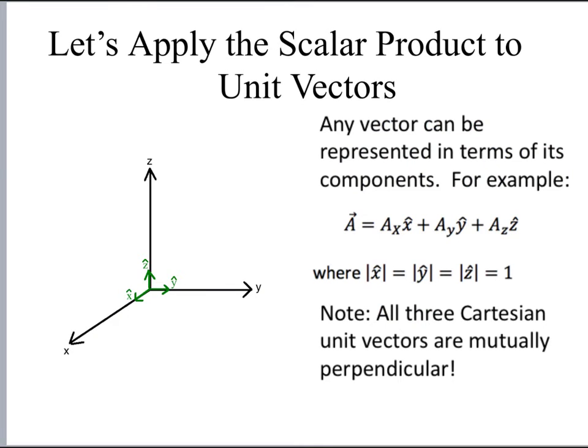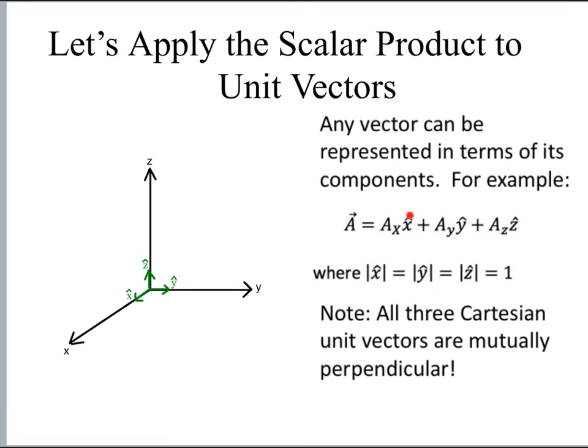Now we also want to be able to apply the scalar product to vectors that are expressed in component form with their unit vectors. And so we want to see how we can apply the scalar product when we have unit vectors. So if I have a vector A, I can represent that vector A as AX in the x hat direction plus AY in the y hat direction plus AZ in the z hat direction. Any vector can be represented that way. Now, what is AX? That's just a number, 15, minus 2, whatever it is. And that would be the x component of the vector A. AY would be the y component, AZ would be the z component.